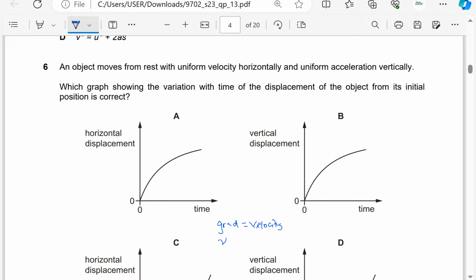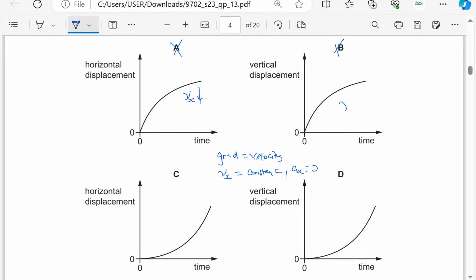V in the horizontal is going to be constant because acceleration in the horizontal is 0. So that means A is wrong and B is wrong, because A shows a decrease in the gradient. This one shows that the velocity in the horizontal is decreasing to 0. And this one shows that the velocity in the horizontal is increasing, yet the velocity remains constant. It should be a straight line if the velocity remains constant in the horizontal.